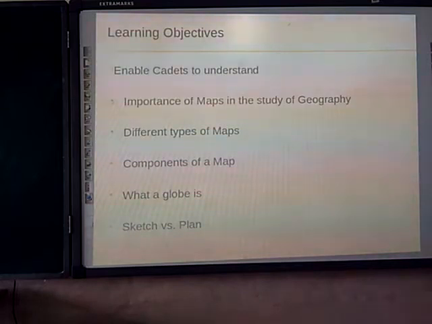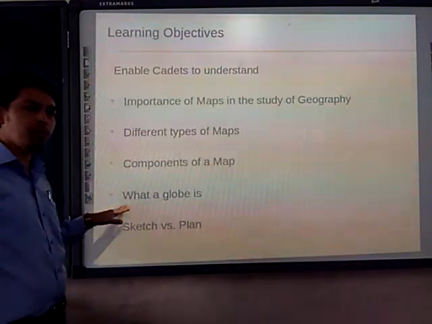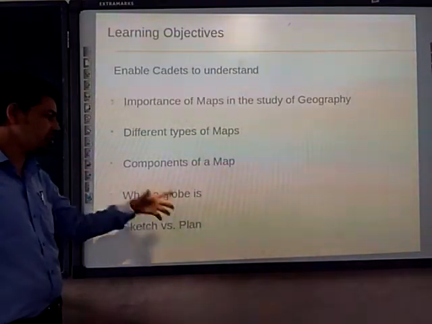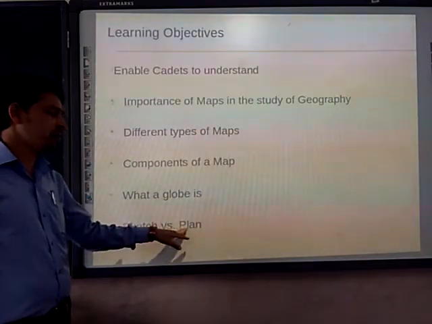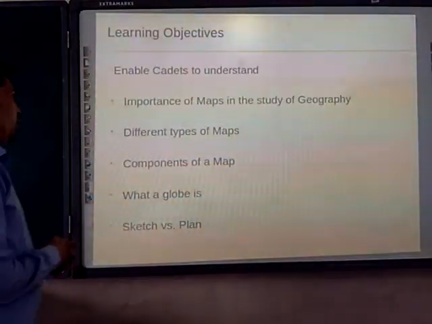First, this is the learning objective, which is going to enable you to understand the importance of maps. Next, in this particular point, we are going to see the different types of maps, then the components of a map, and what a globe is, which we have already seen. We are also going to discuss sketch versus plan.